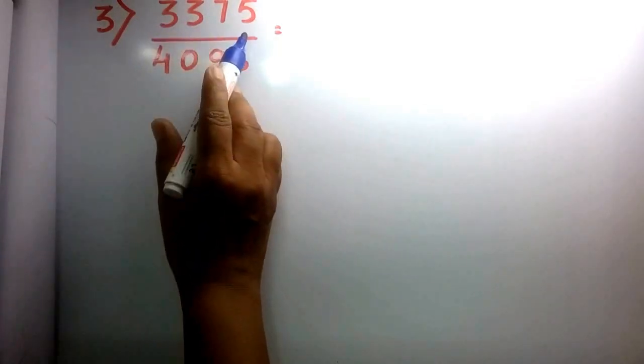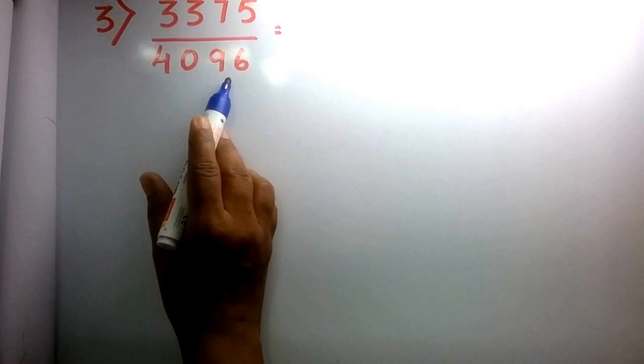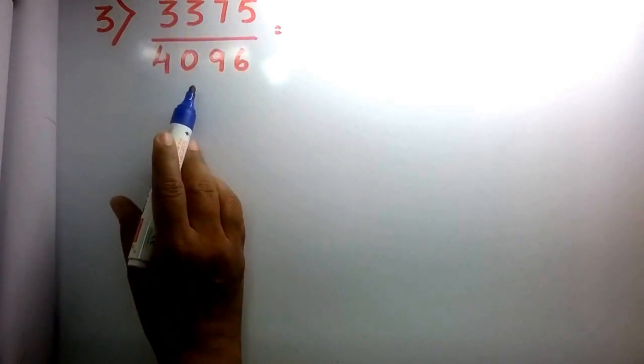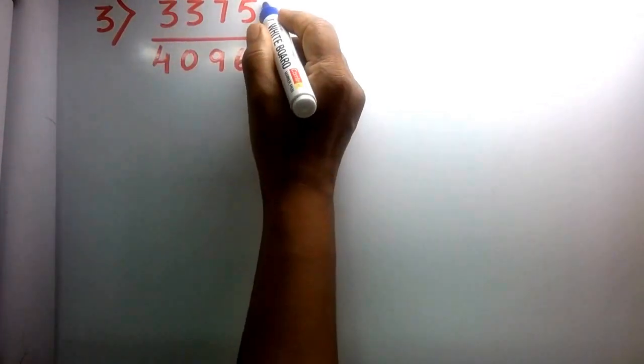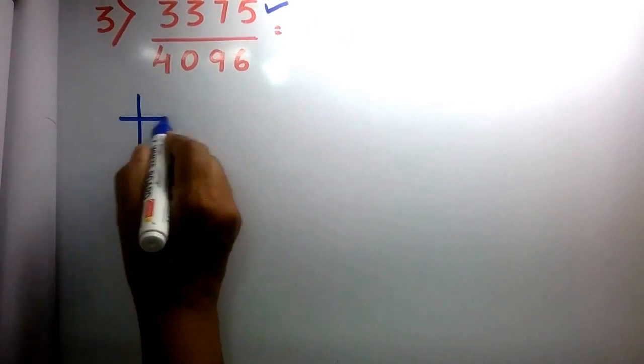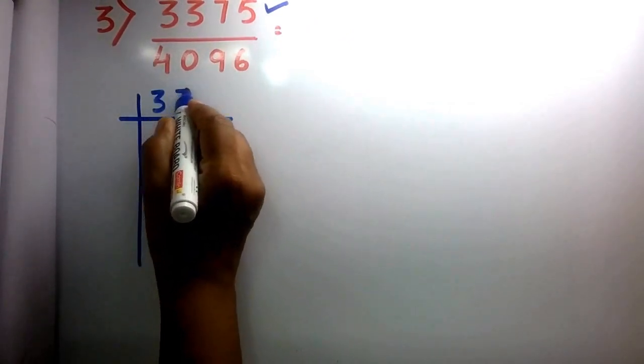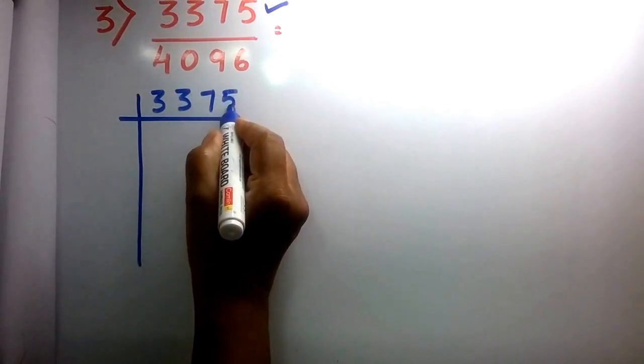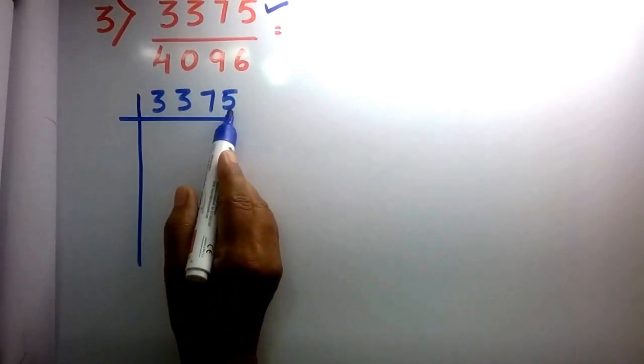So we have the next question: 3375 and 4096. We have to find the cube root of the given numbers. Start with the first part, that is 3375. You can see that 5 is in the unit place.